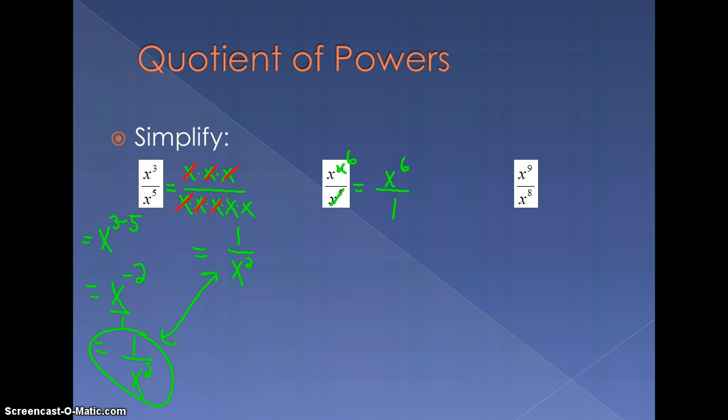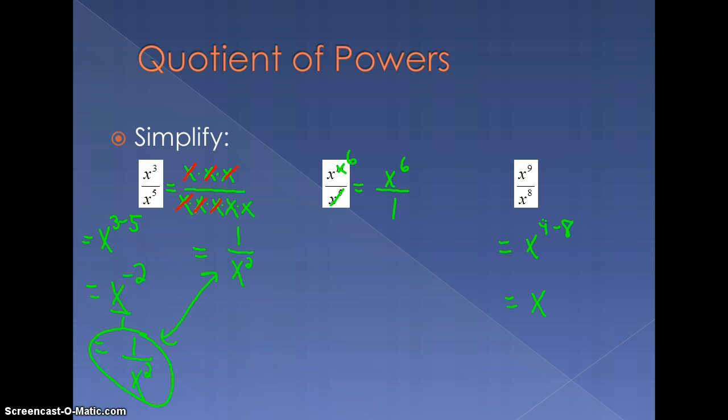So again, canceling out is going to be very useful for us. And this last example, I'll come back to the subtraction. This is x to the 9 minus 8, which is just x. So that's the subtraction or the canceling method there, some basic examples.